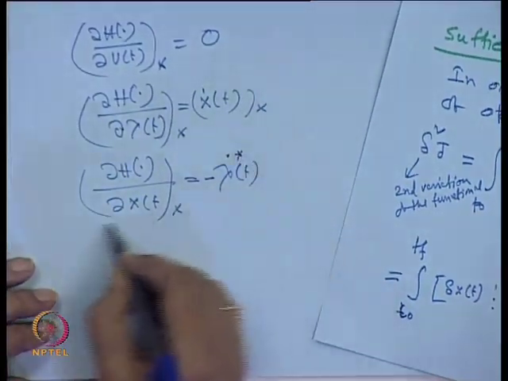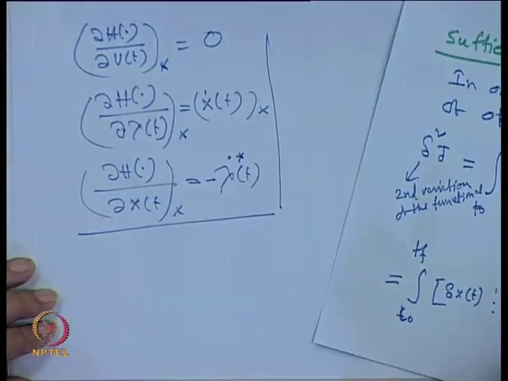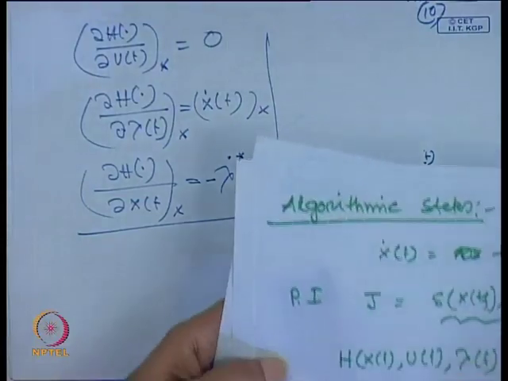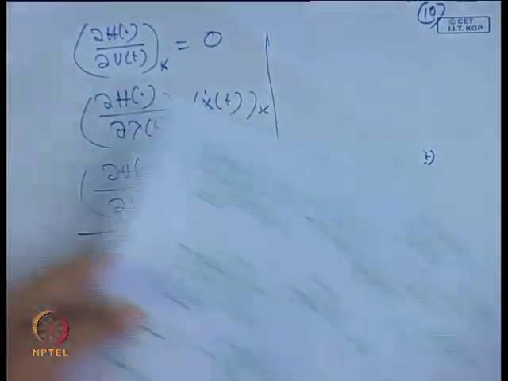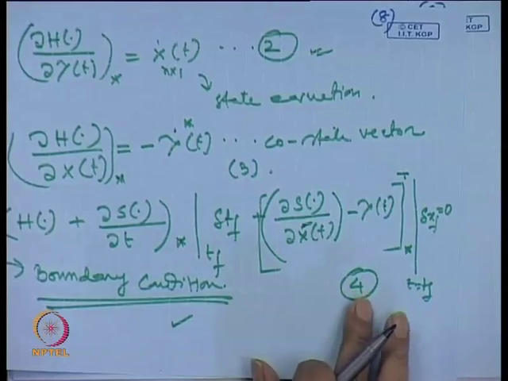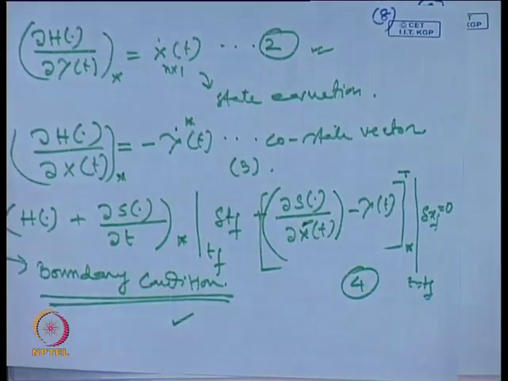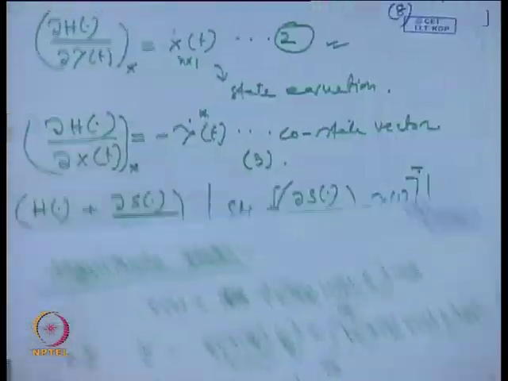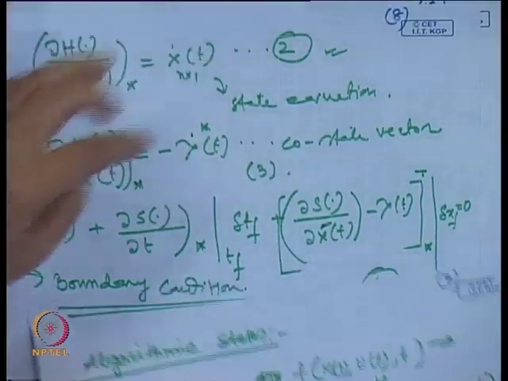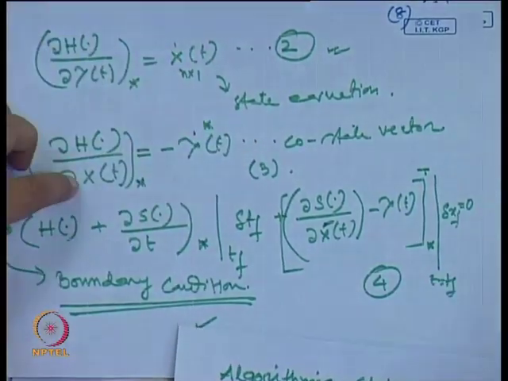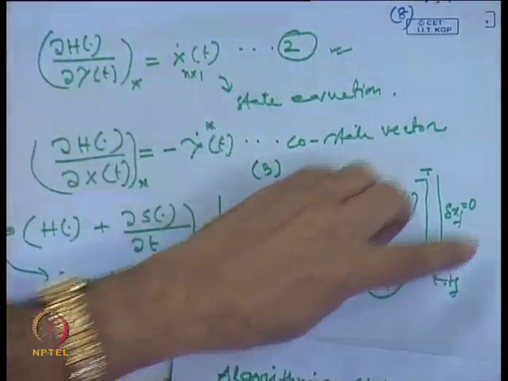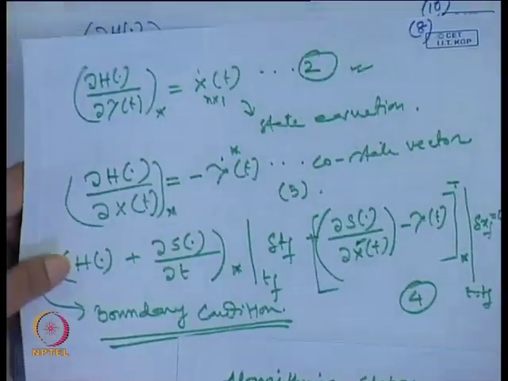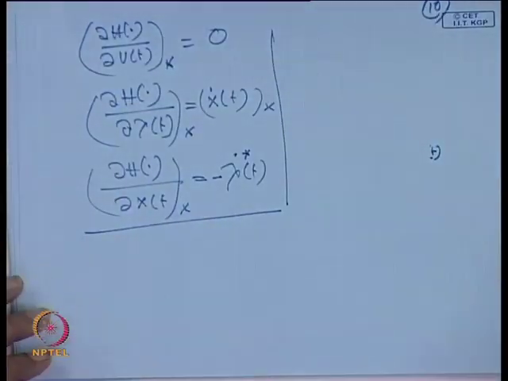These three equations, along with the boundary condition that we have just written, make four equations. Equation number 1 is del H del u, equation number 2 is del H del lambda equal to x dot, and equation number 3 is del H del x equal to minus lambda dot. Equation number 4 is necessary: to solve this set of nonlinear equations, the boundary condition is required.